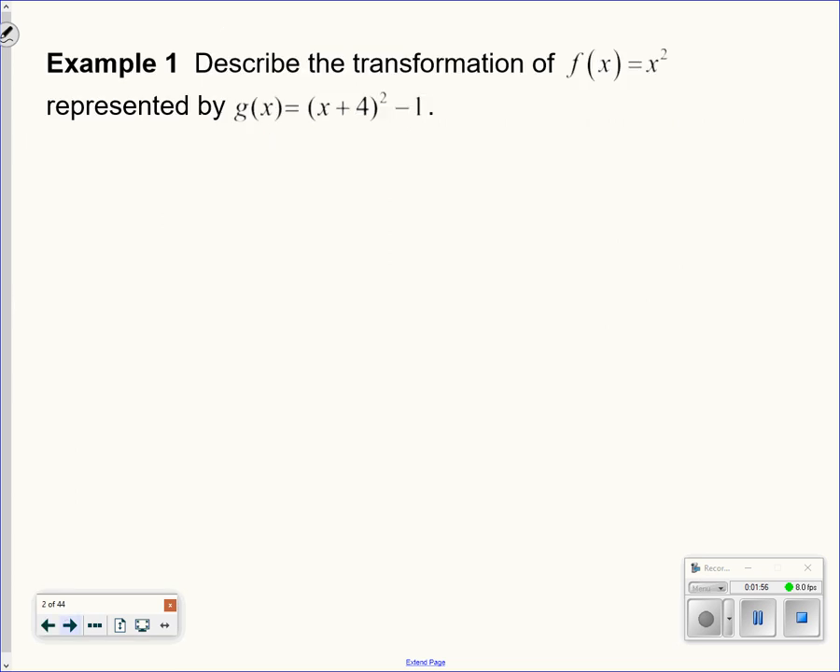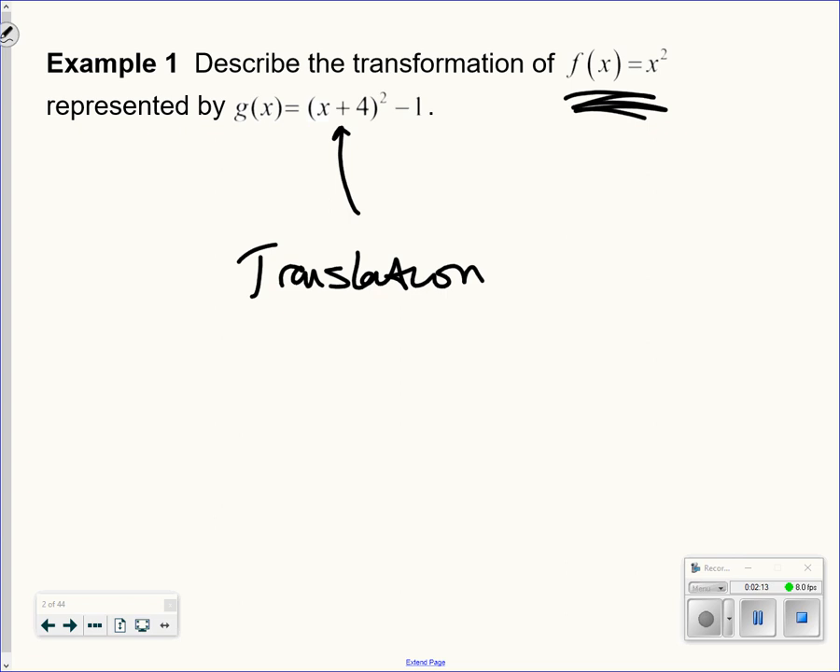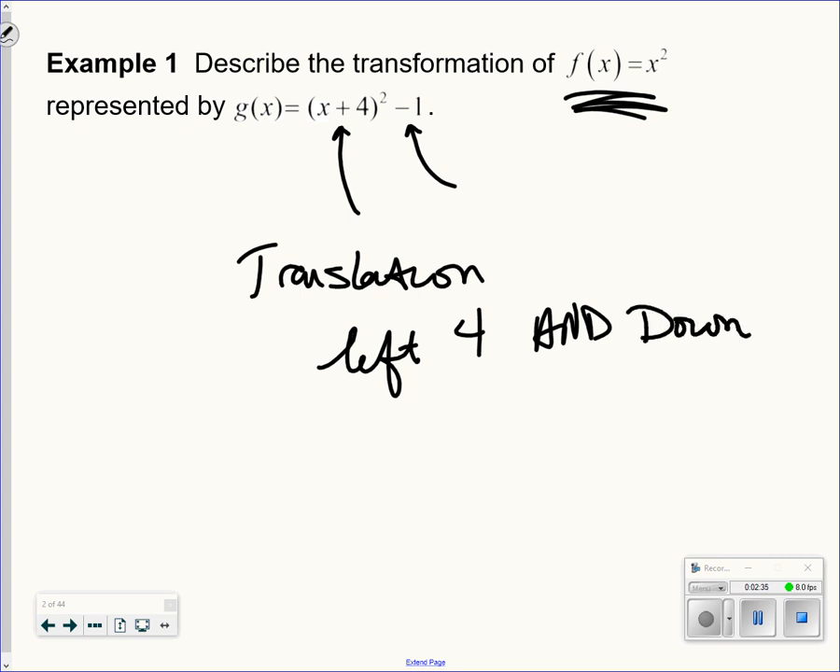So here we go. Describe the transformation that is occurring here. Now, all I see is a parenthesis, and here's the original. Parenthesis x squared is now parenthesis x plus 4. So that is a translation, and yes, you'll need to write the word translation. It's a translation to the left 4. And then outside I have a minus 1. So again, that is a translation. You don't have to necessarily write it twice. So translation left 4 and a translation down 1.